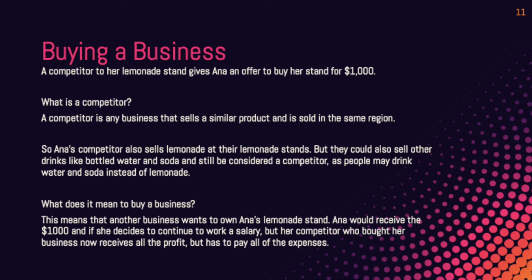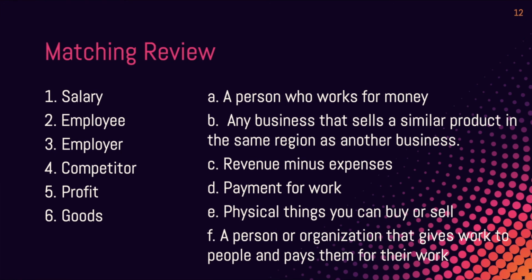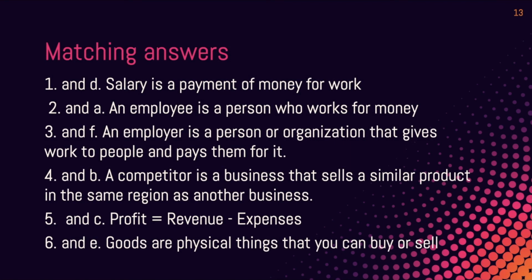So now, again, let's review exactly what we learned. This is a matching review, and please pause the video here and try to match the terms on the left to the definitions on the right. Turning the slide in 3, 2, 1. Here are the answers. So 1 and D go together because salary is a payment for work. 2 and A go together because an employee is a person who works for money. 3 and F go together because an employer is a person or organization that gives work to people and pays them for it.